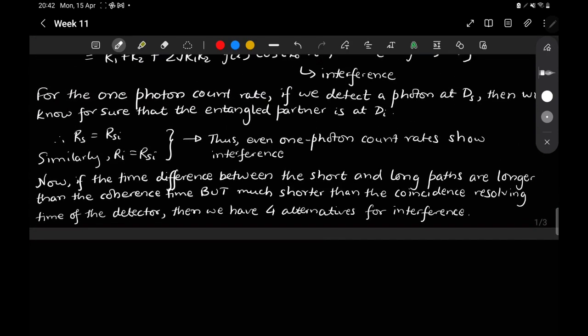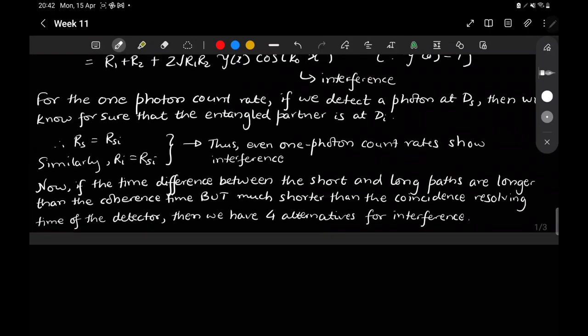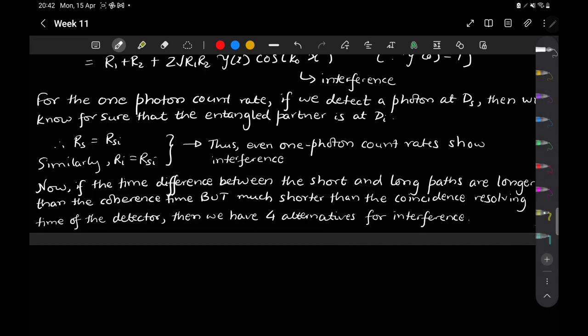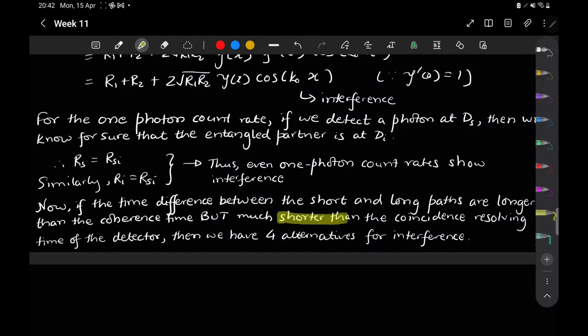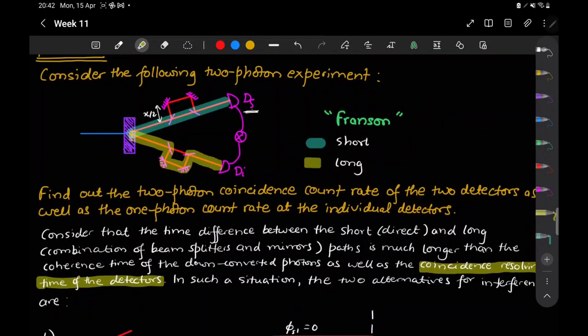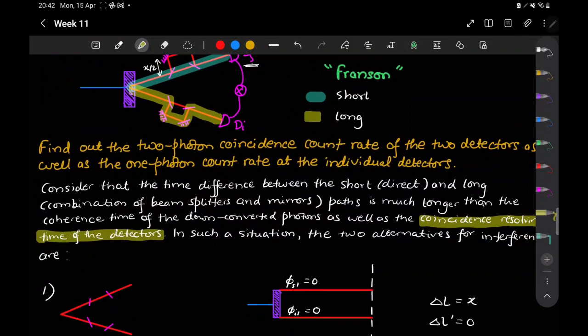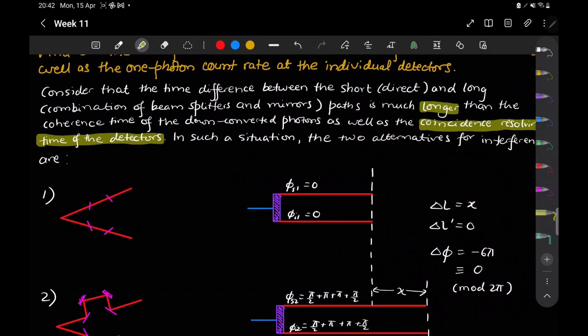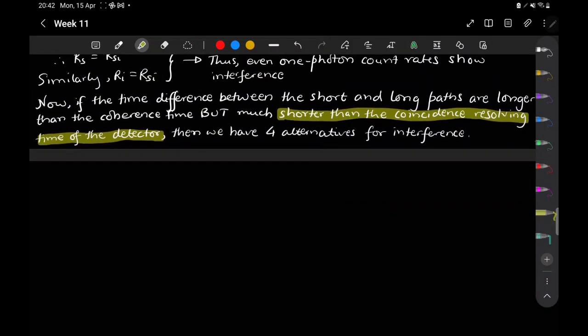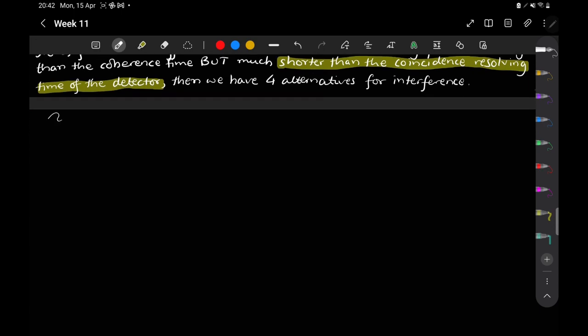Okay, so we are relaxing this condition. That the time difference between the short and long paths is now shorter than the coincidence resolving time of the detector. Earlier we had taken that this is longer than the coincidence resolving time. So in this case we will have 4 interfering alternatives. Let us draw them.